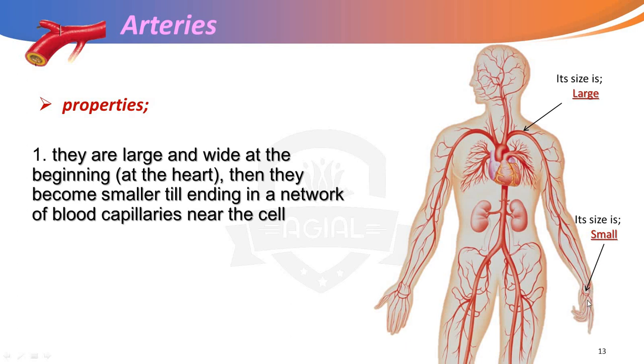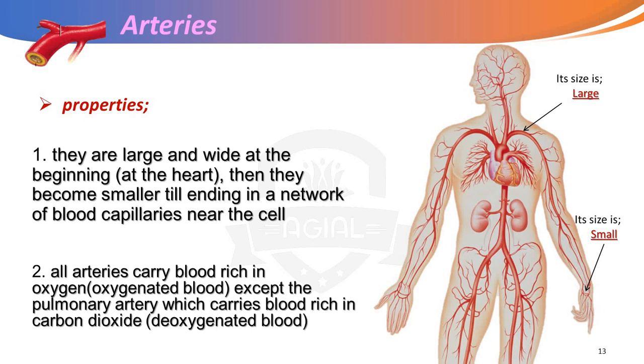near the cell. All arteries carry blood rich in oxygen, like the aorta, but the pulmonary artery doesn't carry blood full of oxygen. As we said, the pulmonary artery takes the blood full of carbon dioxide to the two lungs. So the pulmonary artery carries blood rich in carbon dioxide, not blood rich in oxygen.